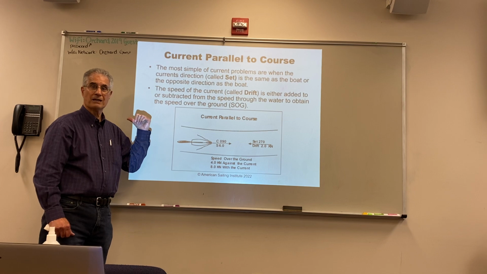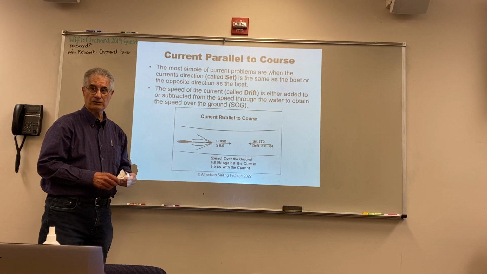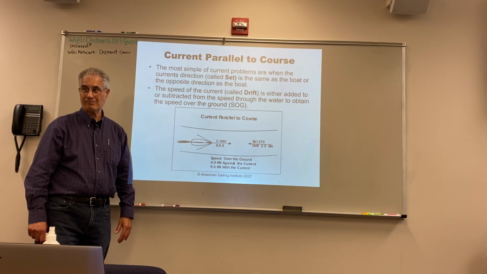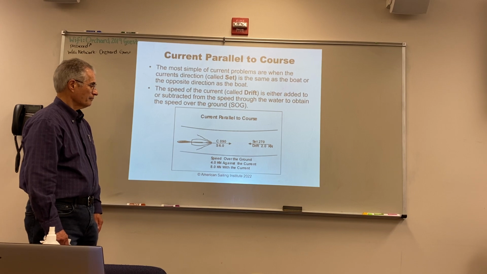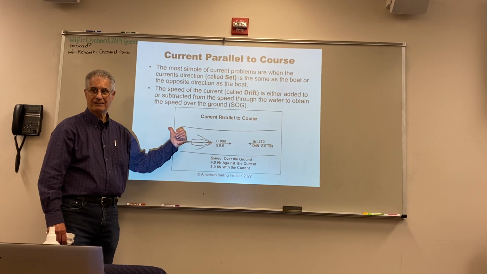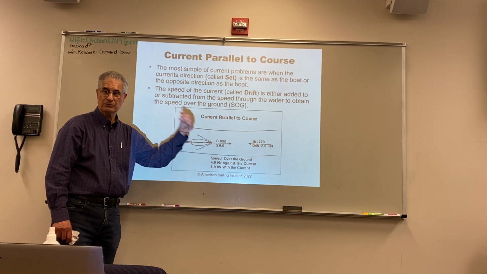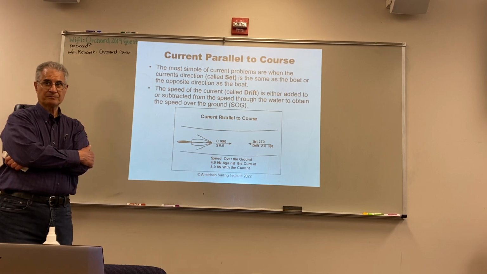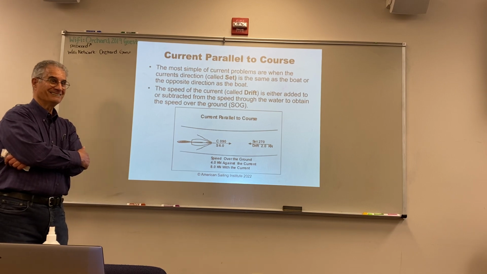So you'll hear the term speed over ground, and that's your actual progress as opposed to what the knot meter on your boat's reading. Now, if we were to turn around and go 270, then our speed over ground would be 6 plus 2, or 8 knots. Now we're cooking. Now we're cooking with gas.